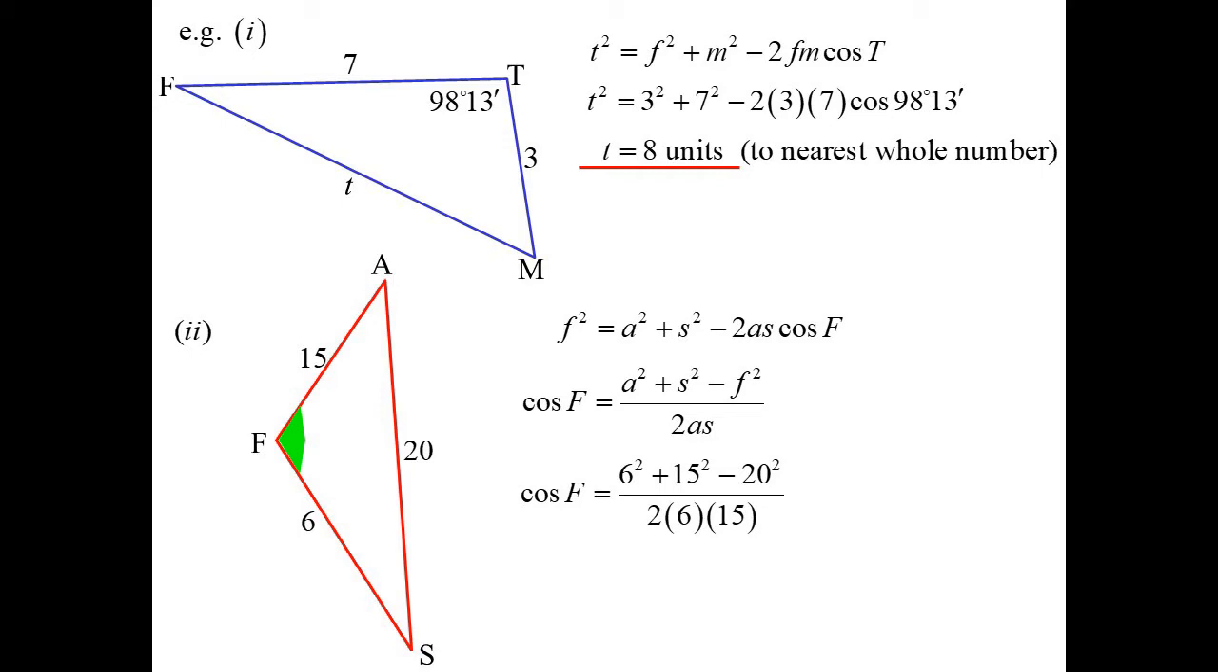Substitute in, here's an interesting thing, 6 squared plus 15 squared minus 20 squared. Positive or negative? 6 squared plus 15 squared minus 20 squared. Now, I think it turns out to be a negative number. And this is where the cosine rule is a little bit superior to the sine rule because it will find the obtuse angle. And yes, indeed, it turns out to be 140 degrees, 33 minutes.